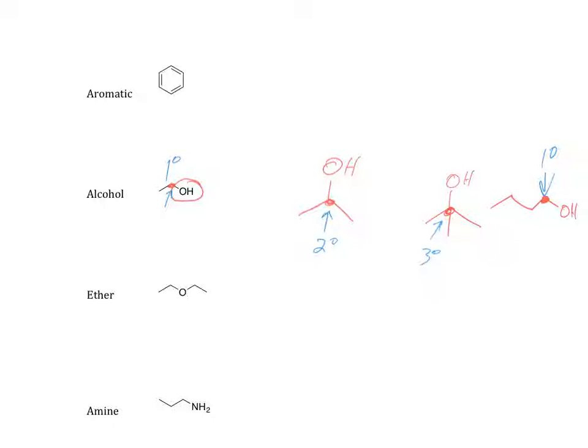One that looks similar to it is our ether. And the key to this is, for ether, there's a carbon on either side of the oxygen. Right? Oxygen, and then there's got to be a carbon on either side of it. All right, so that'd be our ether.